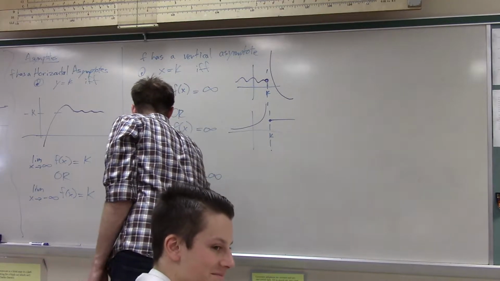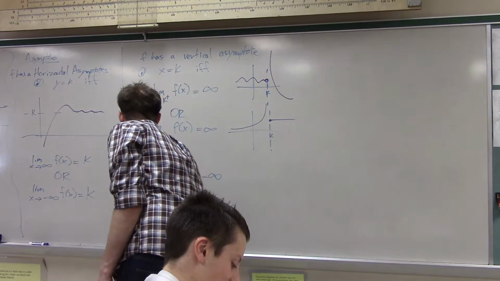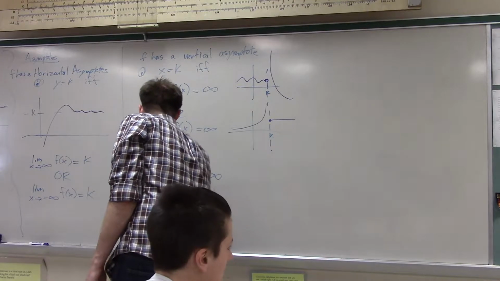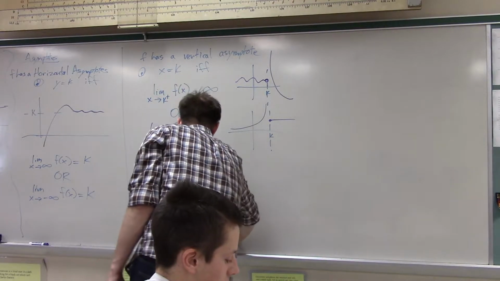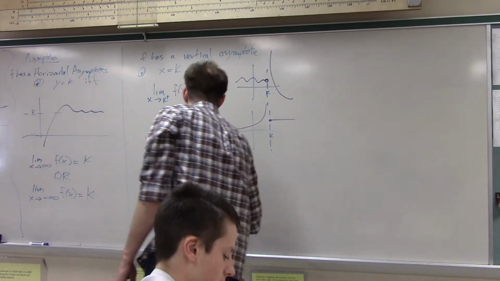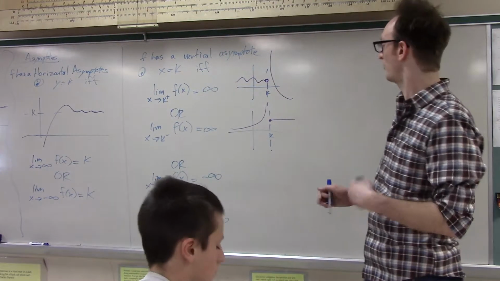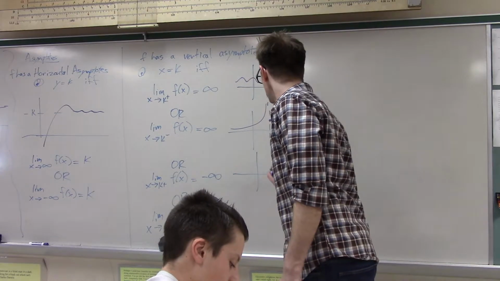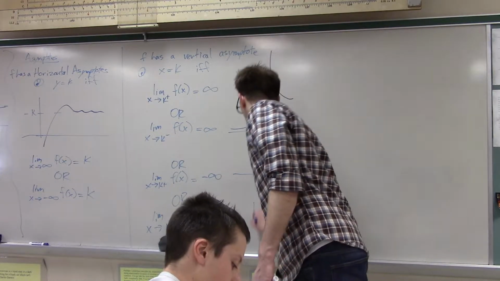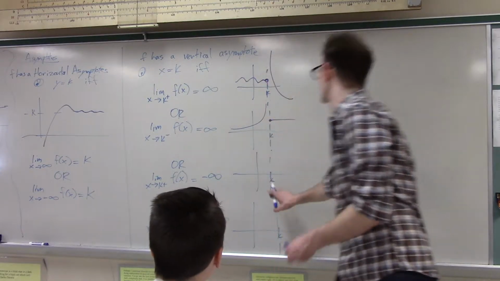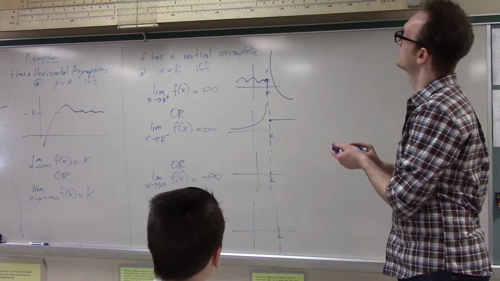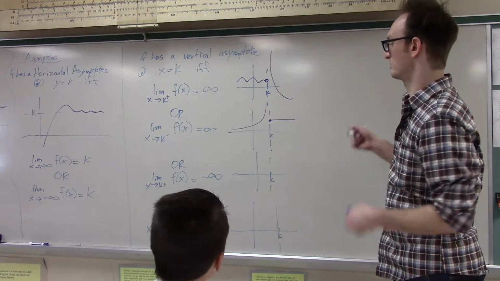Limit as x approaches k. So basically, I'm writing it out in a really annoying, wordy fashion, but essentially, if the limit from either the left or right is positive infinity or negative infinity, then that is our official definition of what it means for a function to have a vertical asymptote.